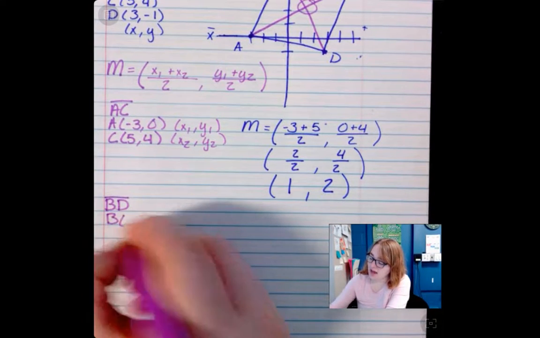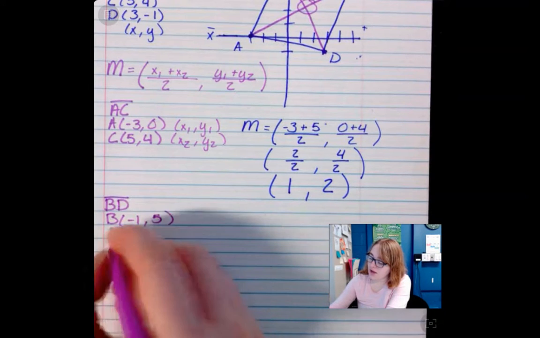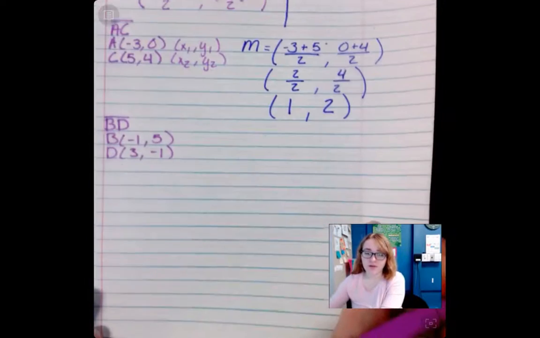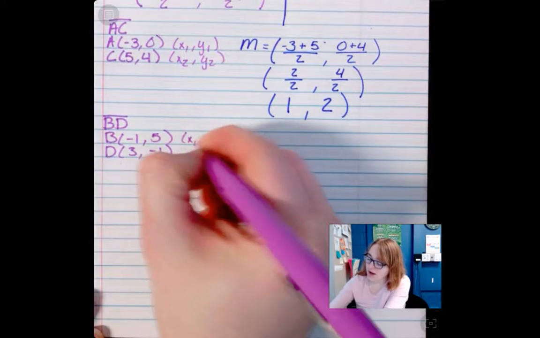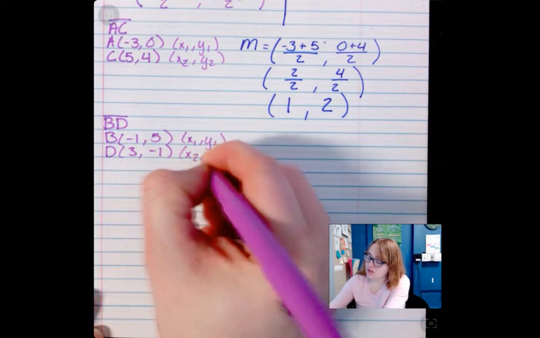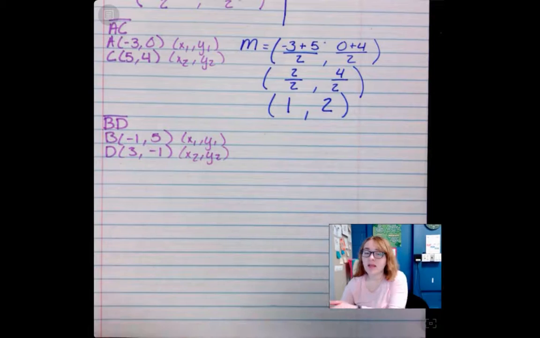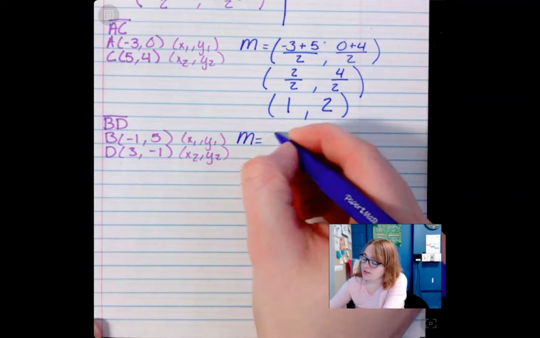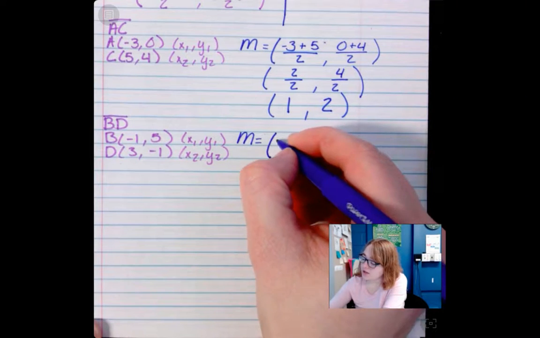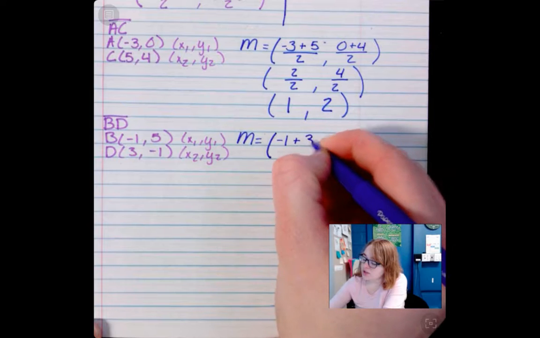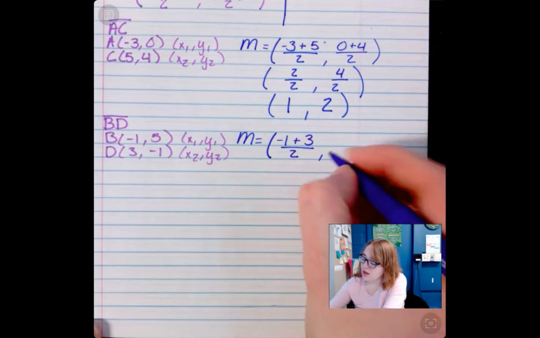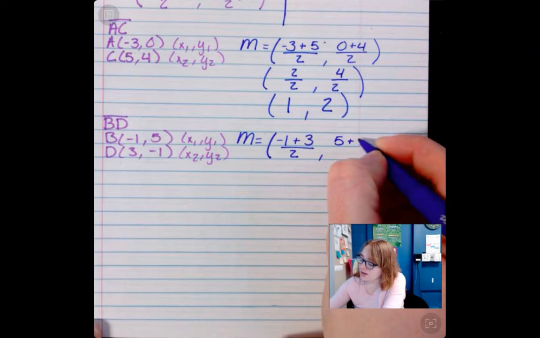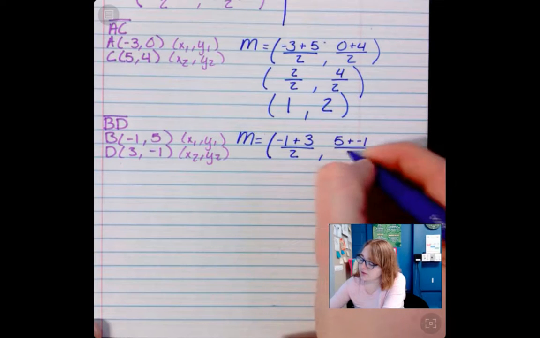So point B is at -1, 5, and D is at 3, -1. Again, we're just going to pick our favorite point. Pick one to be our x1, y1, and one to be our x2, y2. It does not matter. And then we plug it into our formula. So once again, capital M for midpoint is equal to our x1, which is -1, plus our x2, which is 3, divided by 2. And then our y1, which is 5, plus our y2, which is -1, divided by 2.